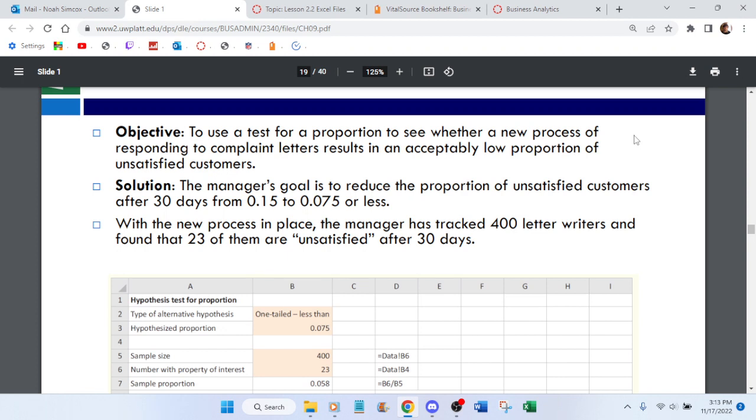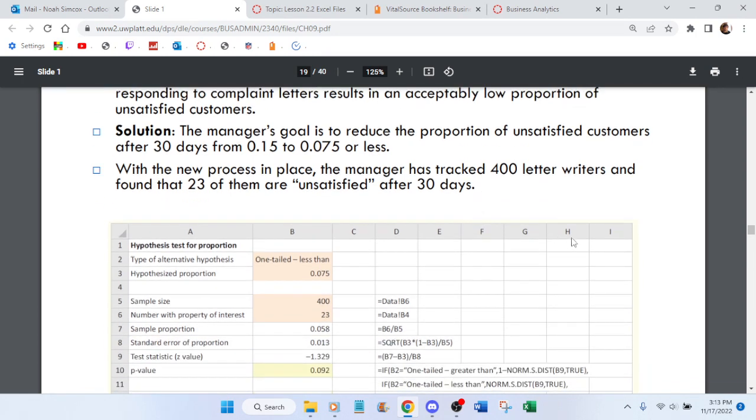After 30 days. That is a weird way to measure it, because you're not going to write a letter unless you're unsatisfied. Why would you write a letter to say, yeah, this was a great appliance you installed, thank you so much? Nobody writes the letter for that reason.